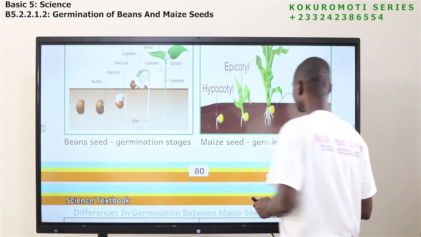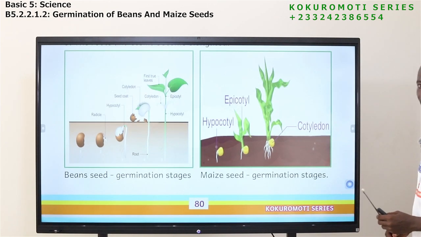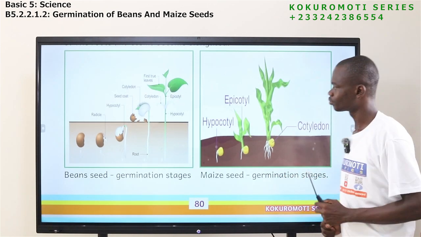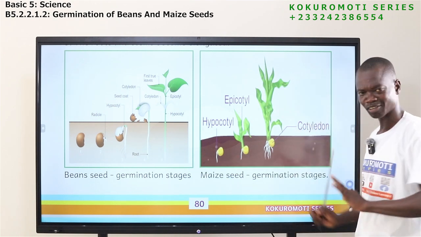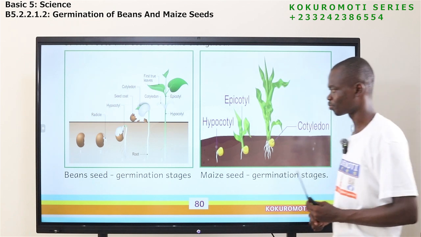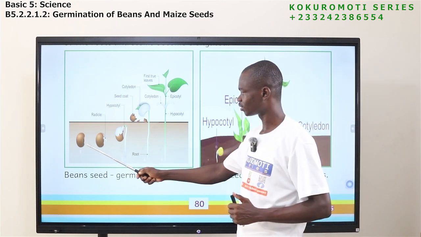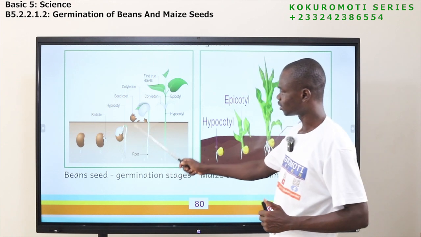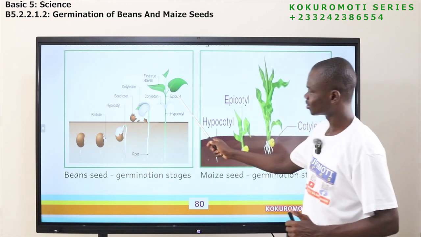The maize seed, this is how its germination stages look. Compare the two. You will see that they are not the same. Let me show you what I've seen and what I want you to know. Look at the position of the bean seed here. Now look at it. So it moves upwards.